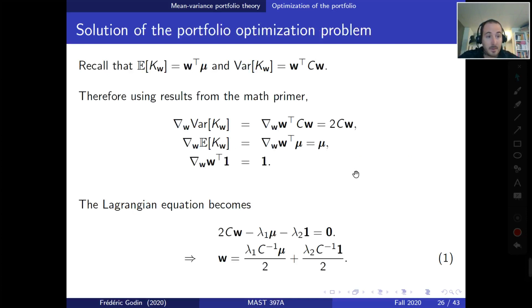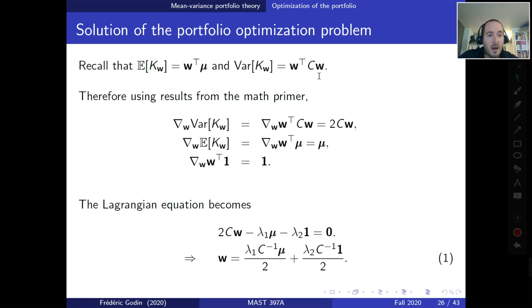As we mentioned, I expect you to read the math primer before going through these proofs. If you haven't read the math primer slides, it's time to do so. We recall from what we've seen previously that the expected return is W transpose mu, where mu is the vector of returns of each respective asset in the market, and the variance of the portfolio return was equal to W transpose C W, where C was the covariance matrix of returns on the various assets.